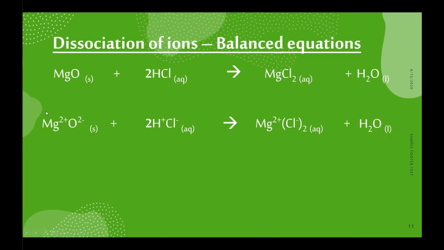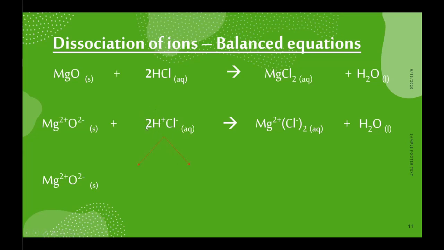So let's have a look at Mg2+ O2-. This is an ionic lattice. All of these ions are locked together in the lattice. We can't dissociate this, so we just simply write it out exactly the same as it is in the equation here. Hydrochloric acid is an ionic compound. It's got these charges here, and it tells us that these ions are dissolved and dissociated in an aqueous solution. So we can actually dissociate these ions here.